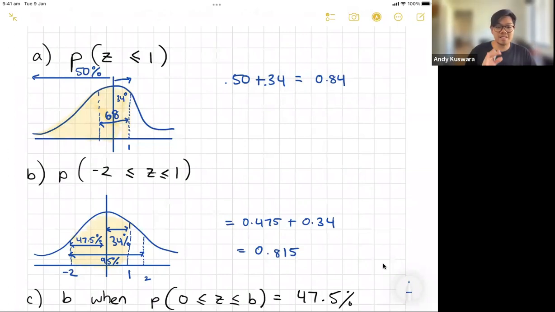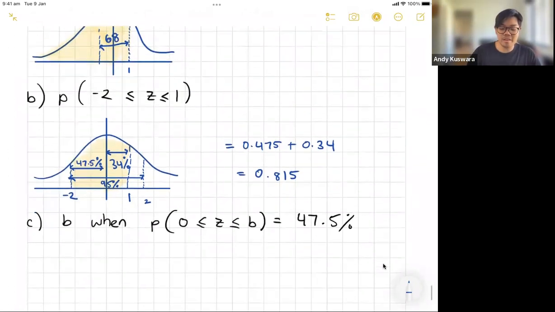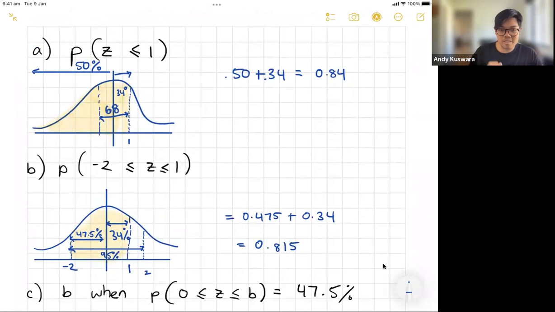Okay, so you can kind of see it's a little bit about, I guess, logical thinking and just trying to work out, look, I know what 68, 95, and 99.7 is, and just trying to work backwards from there to figure out, okay, this is just the area I want. So you can kind of see the more that you draw your diagrams, the more sense it'll make.